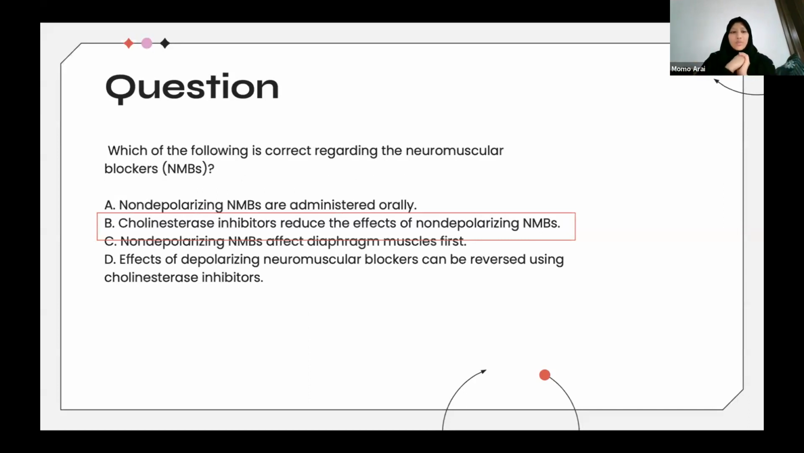Neuromuscular blockers are usually not administered orally, they're administered parenterally, which means through IV injections and so on. Non-depolarizing blockers affect diaphragm muscles first, not necessarily. And effects of depolarizing neuromuscular blockers can be reversed using, no, so that's the complete opposite option, right? I'm glad you got why this happens. Do you want to move to the next part?